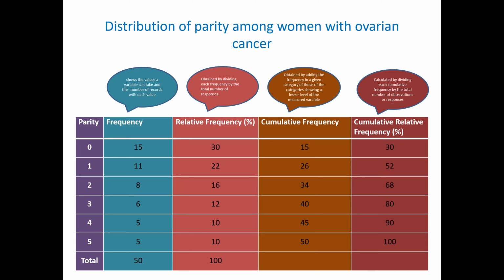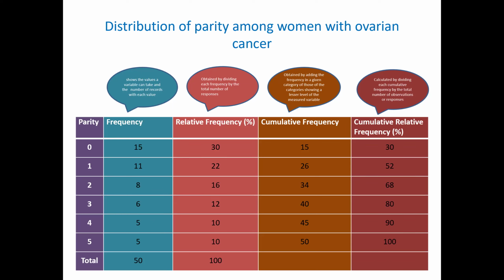Now, going further, you have another type, which is cumulative frequency. In this case, instead of just saying we have frequencies 15, 11, 8, like this, when we arrange it in ascending order, like what we have done now, the parity has been arranged in ascending order. The possible values of the variable you are talking about have been arranged in ascending order.